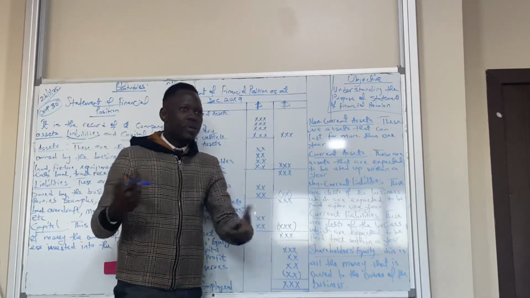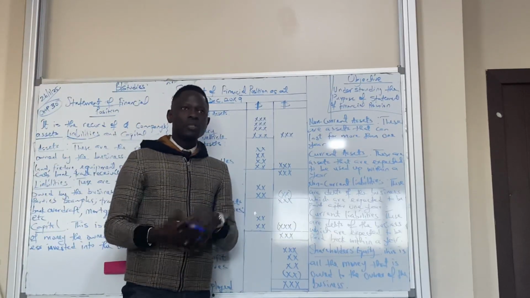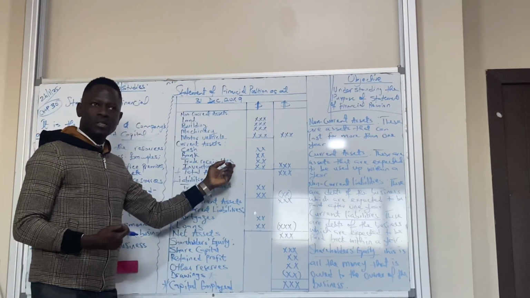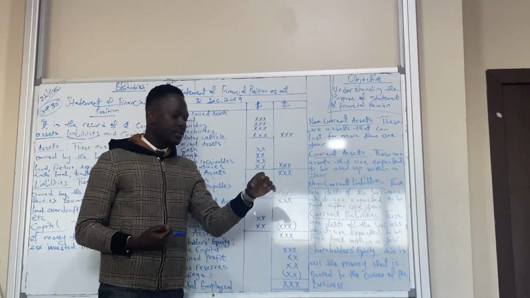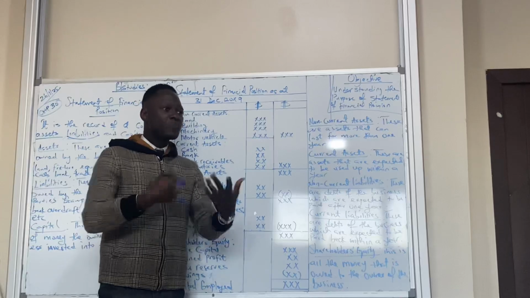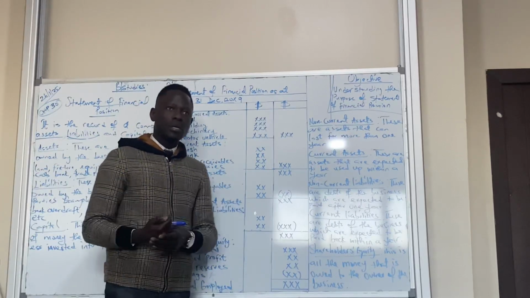You will use it to buy equipment, you will use it to buy inventories, yes or no? So that definitely we have to use them. Trade receivables, I explained that already. These are your credit customers. Then we have inventories. These are what the business sells. The business is trying to sell them year in, year out, yes or no?